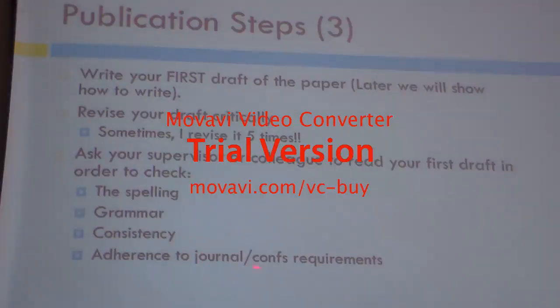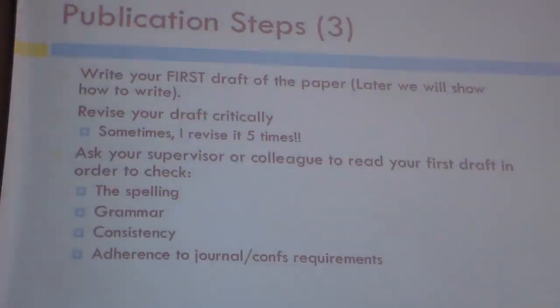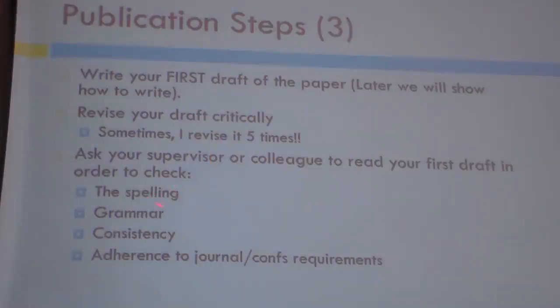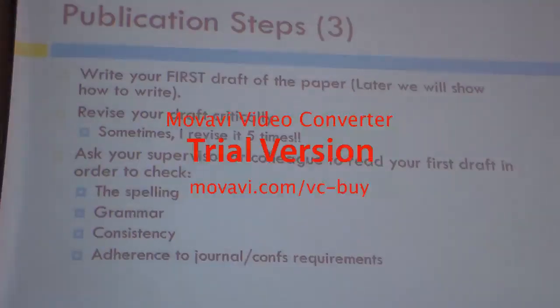And it should adhere to the journal or conference requirements. It should be according to the guidelines. If it's not according to the guidelines, for example, if it is out of scope, why should I read it? So the paper can be rejected by the editor before it reaches the reviewer. The editor can see if it is sufficient to be reviewed or not, and then after two weeks, reject it. Why did the editor reject it?